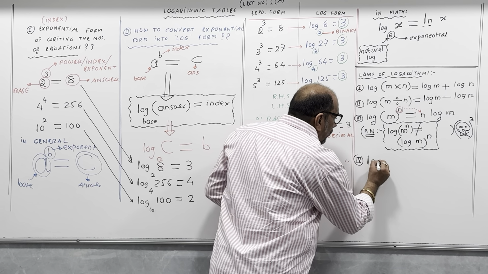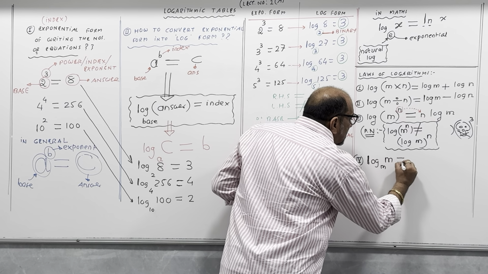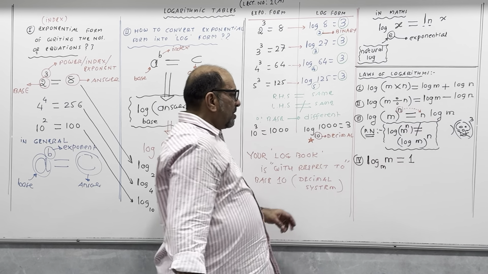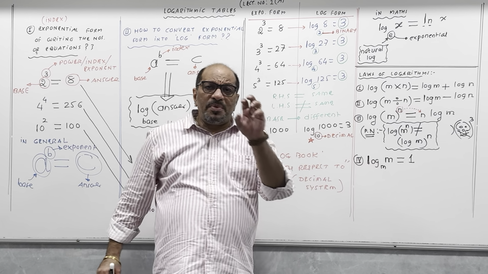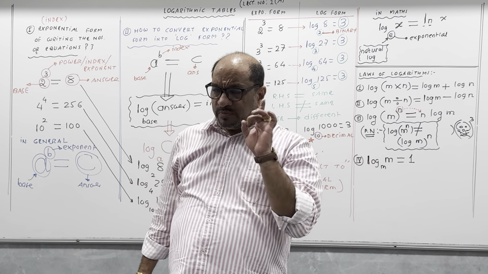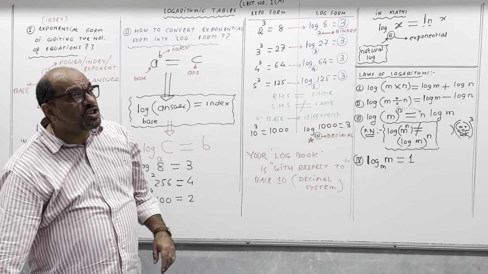Rule number 4. Log of any number to the same base is always 1. Log of any number to the same base is always 1. For example, log of 10 to the base 10 is 1. Log of 2 to the base 2 is 1. Now I want to cross check this.